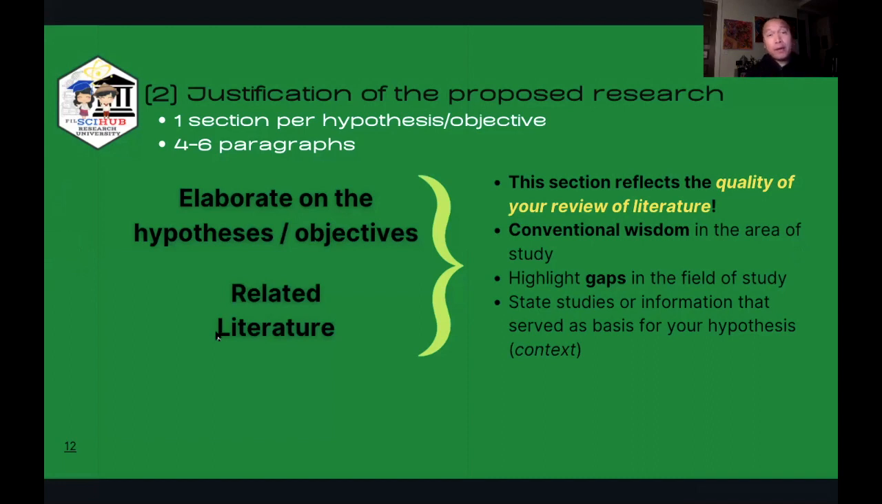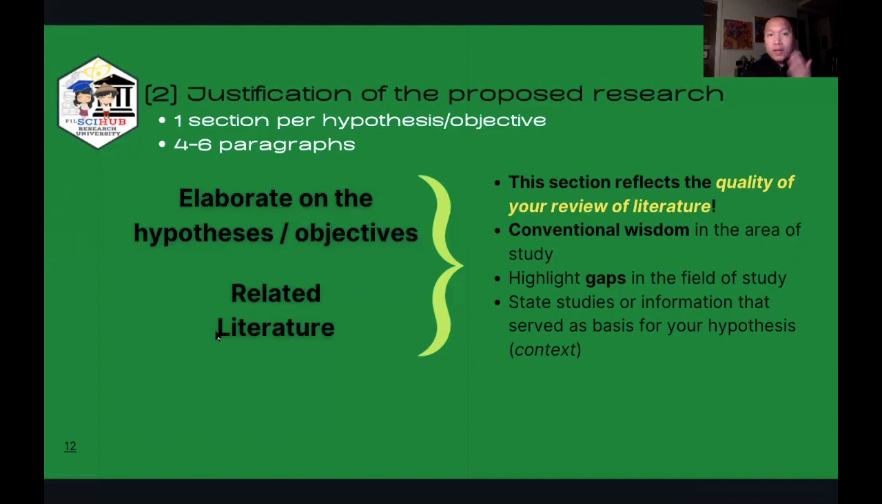Okay, so the second part of the body of a proposal is the justification of your hypothesis and/or research objective. So typically we dedicate one justification section for every hypothesis or objective that you have formulated within the proposal.